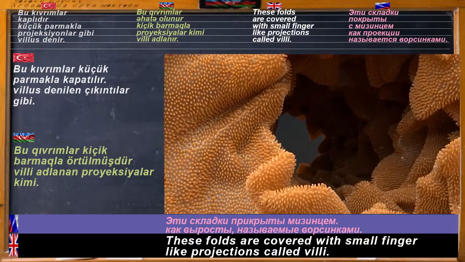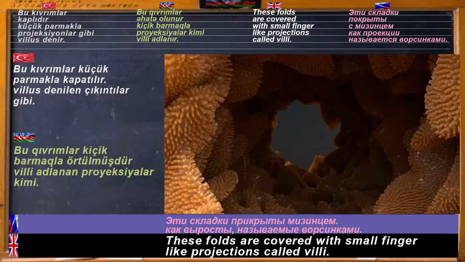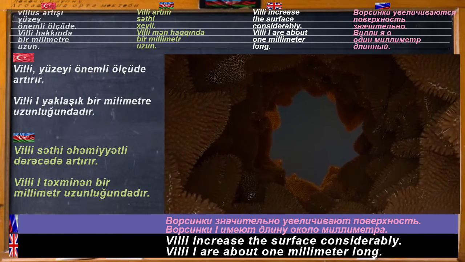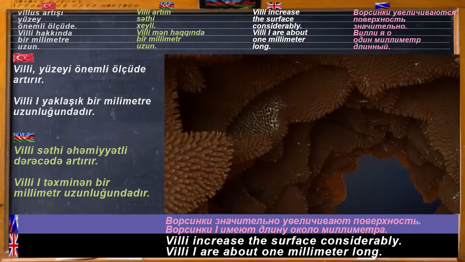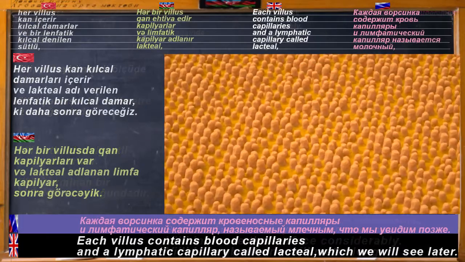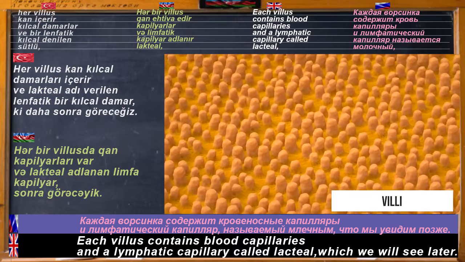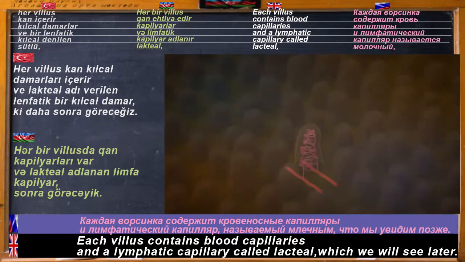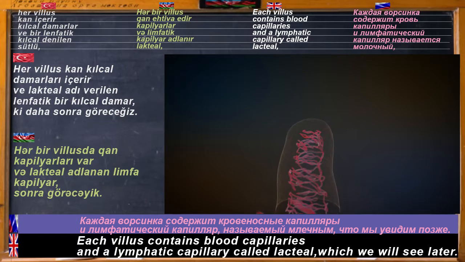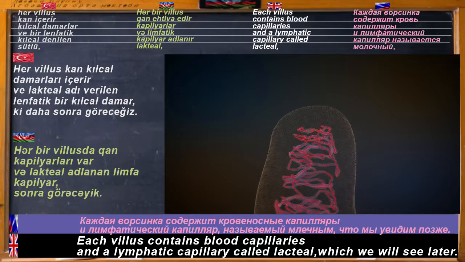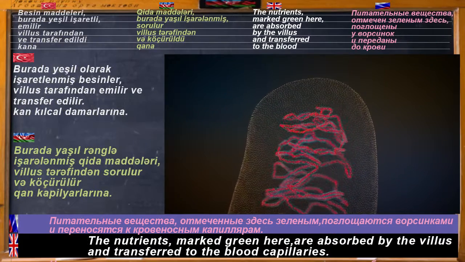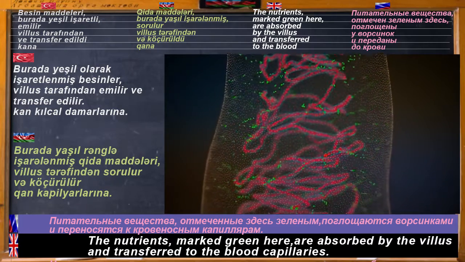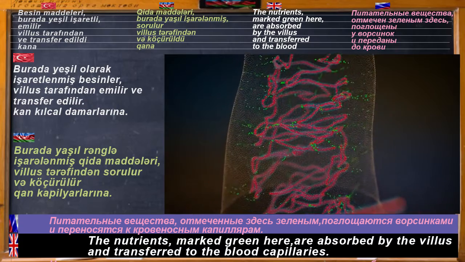These folds are covered with small finger-like projections called villi. Villi increase the surface considerably. Villi are about 1 millimeter long. Each villus contains blood capillaries and a lymphatic capillary called lacteal, which we will see later. The nutrients, marked green here, are absorbed by the villus and transferred to the blood capillaries.